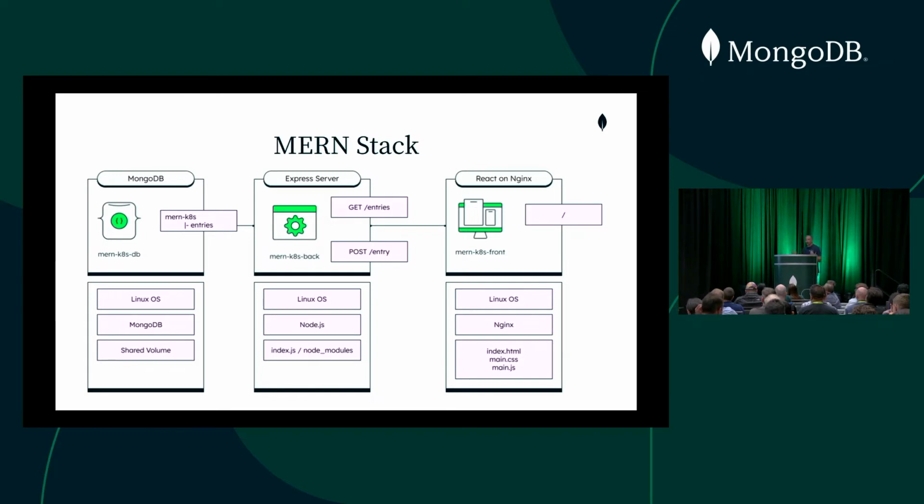Next up, we had our backend. So for that, we'll need to package a container. They all start from Linux. That's kind of the base of any container. Then we'll need to make sure we've got all of the Node.js runtimes. And then we'll need to copy over that index file as well as all of those node modules.